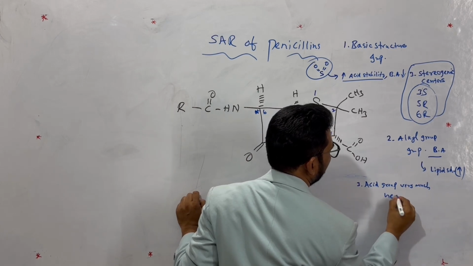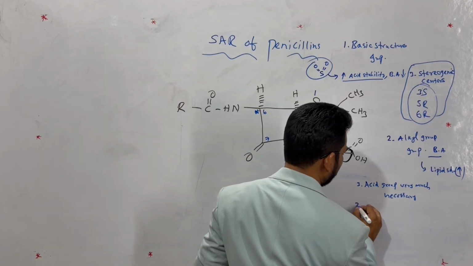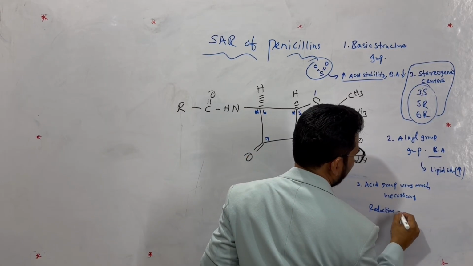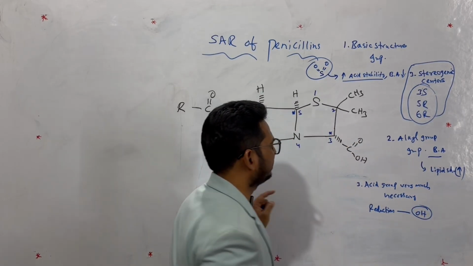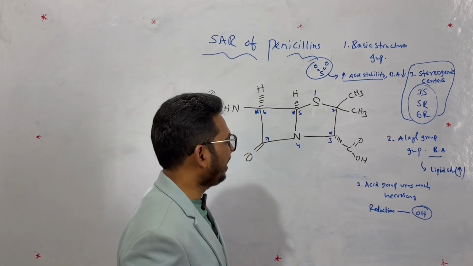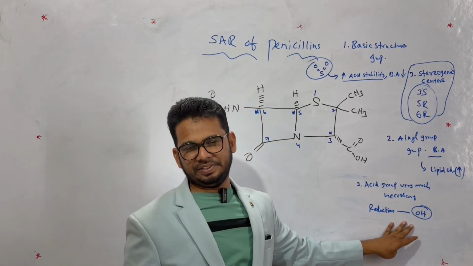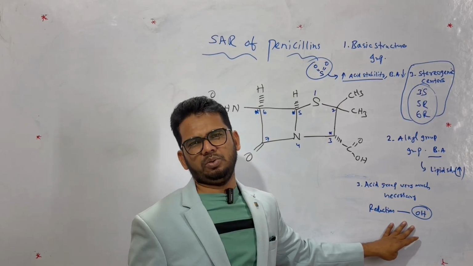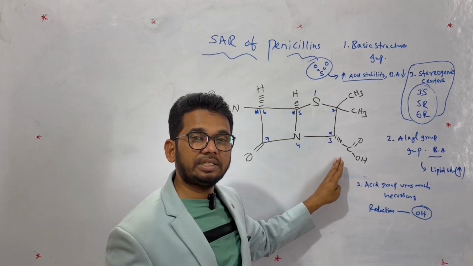Remember this, very much necessary. For what? Antibacterial activity. If at the third position we do reduction on this, what will happen? Reduction means the acid group is converted to an alcoholic group, OH group. Then it is going to completely abolish the activity. What they observed? No activity. It is producing inactive molecules, no antibacterial action. That's why we have to retain this acid group as it is.